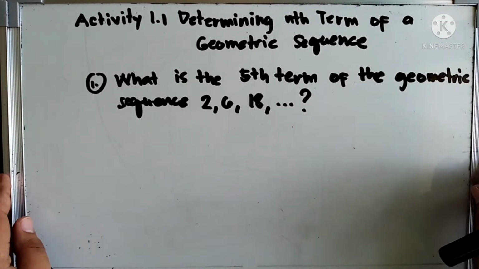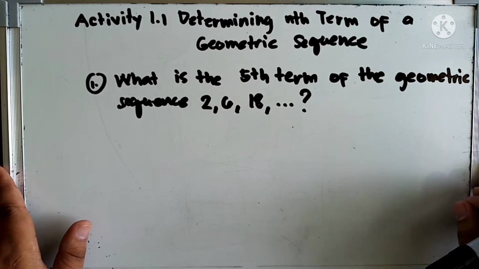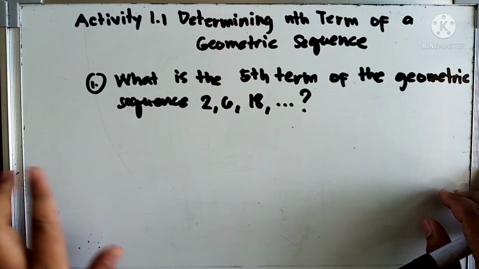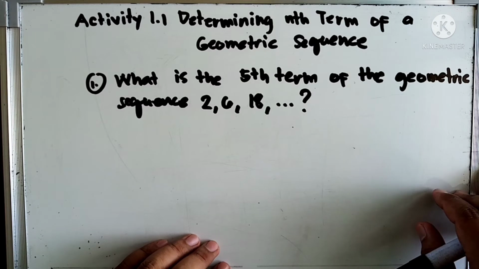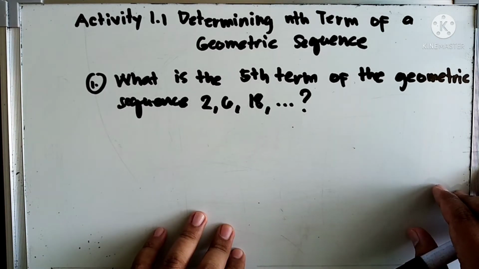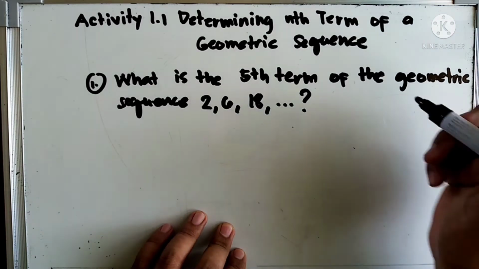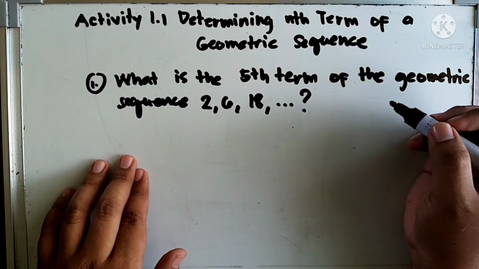Okay, so this time we're asked to do the activity 1.1 on your module. So the activity 1.1, determining nth term of a geometric sequence. So the first question, what is the 5th term of the geometric sequence 2, 6, 18, and so on? So we're asked to find the 5th term.